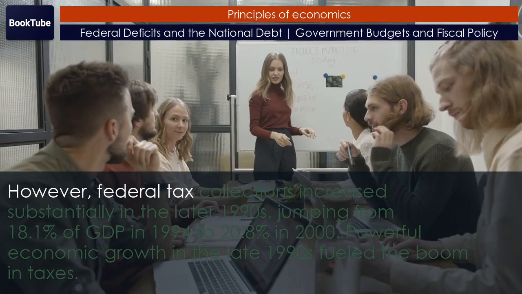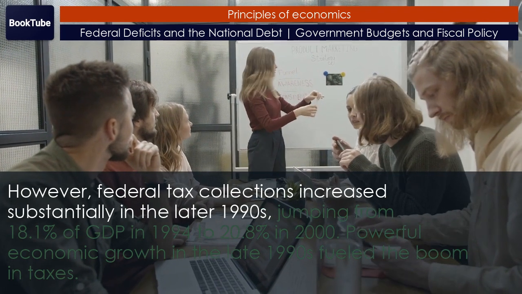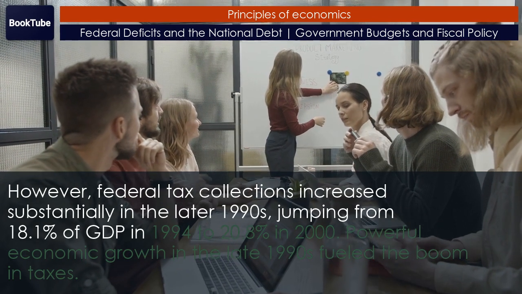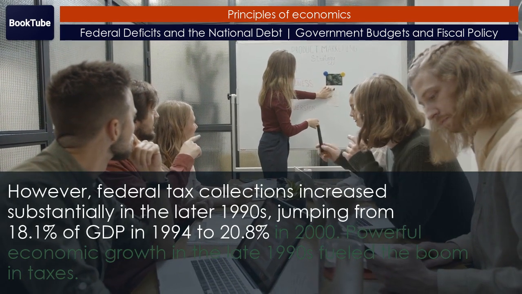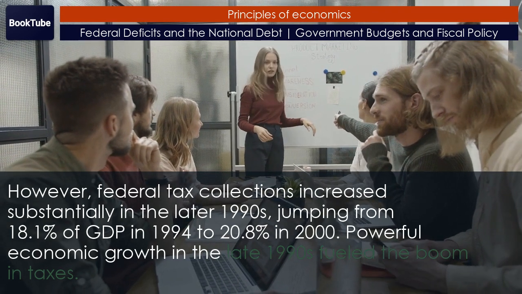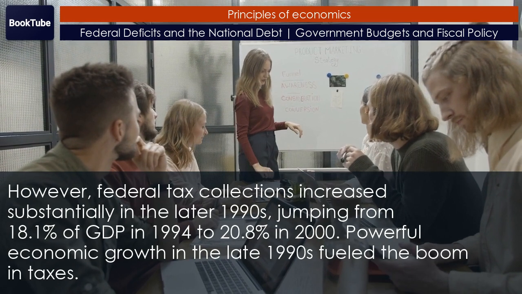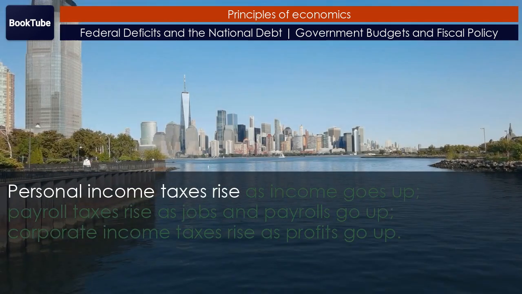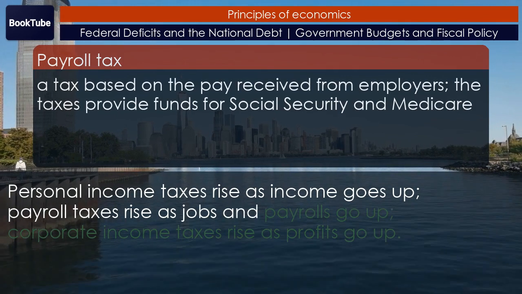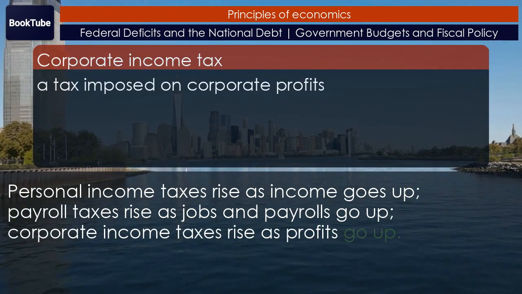However, federal tax collections increased substantially in the later 1990s, jumping from 18.1% of GDP in 1994 to 20.8% in 2000. Powerful economic growth in the late 1990s fueled the boom in taxes. Personal income taxes rise as income goes up. Payroll taxes rise as jobs and payrolls go up. Corporate income taxes rise as profits go up.